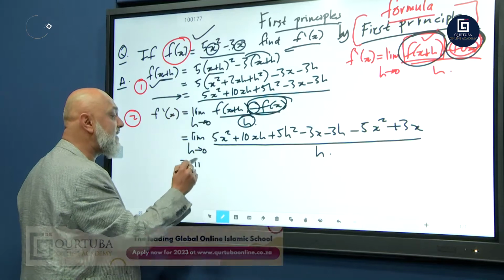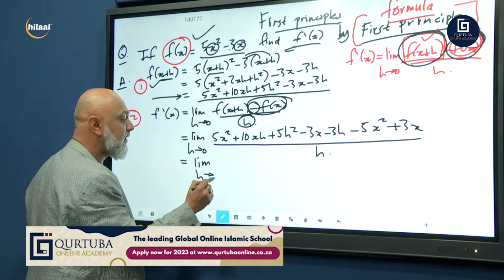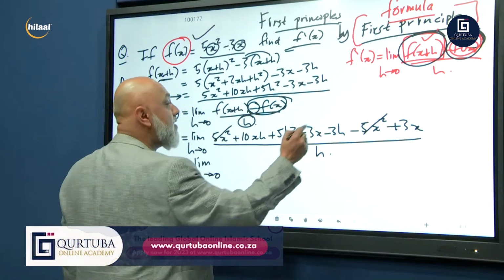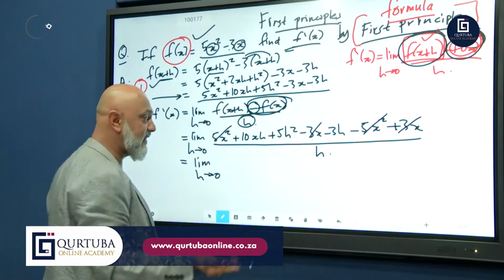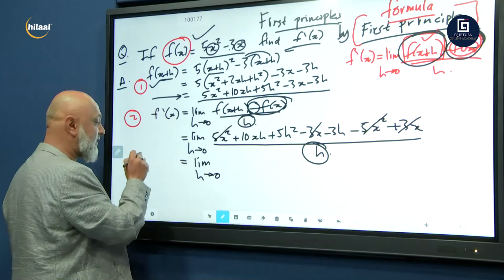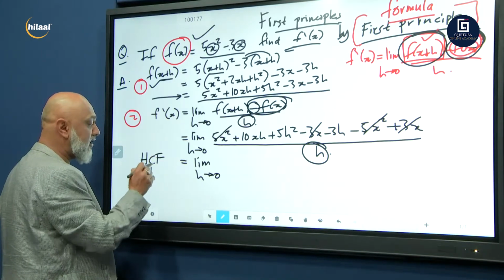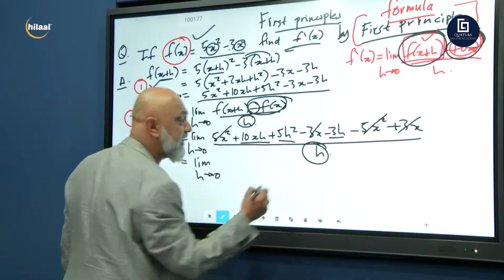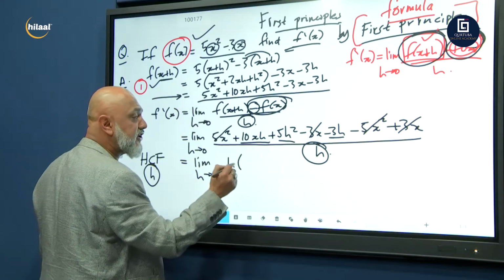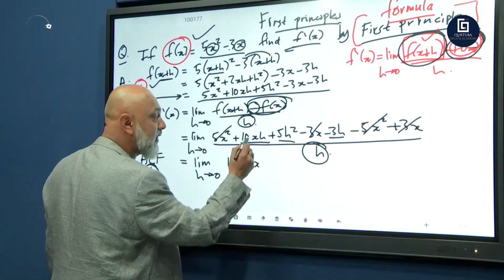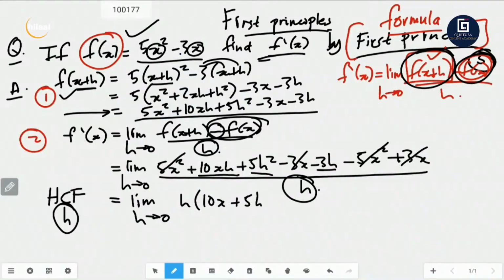Now let's collect our like terms and see what we can cancel out and what's left over. Plus 5x squared minus 5x squared is 0. Minus 3x plus 3x is 0. We want to cancel this h, so we take out the highest common factor, h, on the top, because there's an h there, there and there. Let's take out h. What am I left with? I'm left with 10x plus 5h minus 3, all over h.